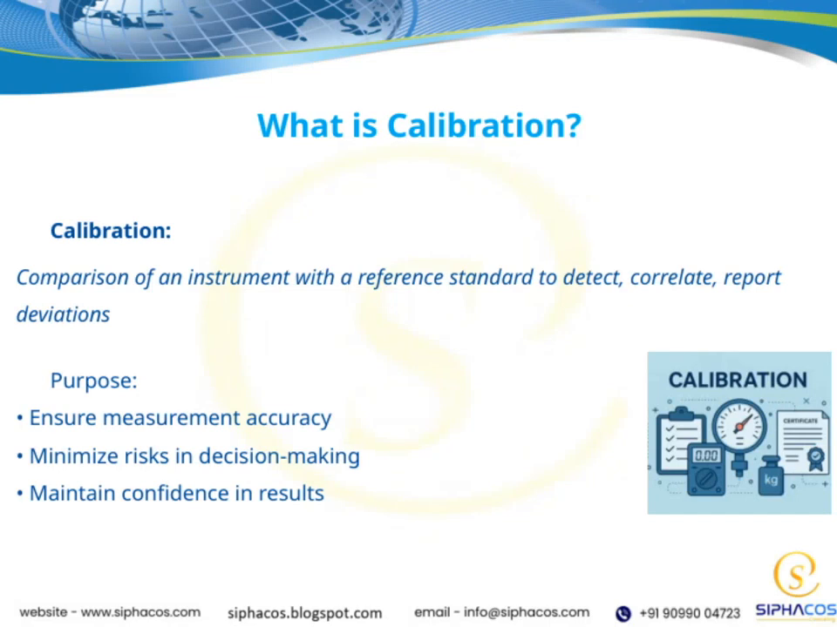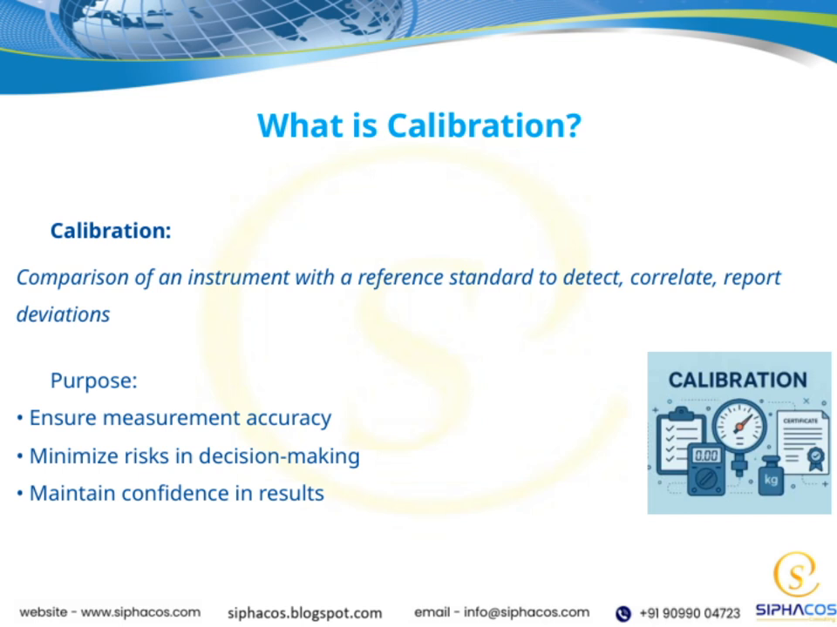So let's talk about what calibration really is. Essentially, calibration is the process of comparing an instrument to a reference standard. This comparison helps us detect any deviations or differences between what the instrument is measuring and what the standard should be. By doing this, we can see if the instrument is accurate or if it needs adjustment.